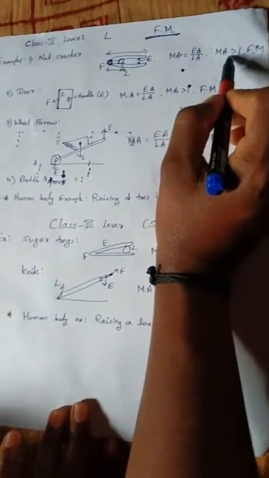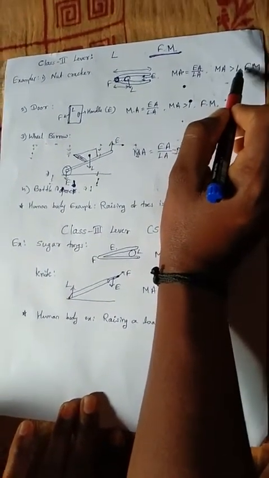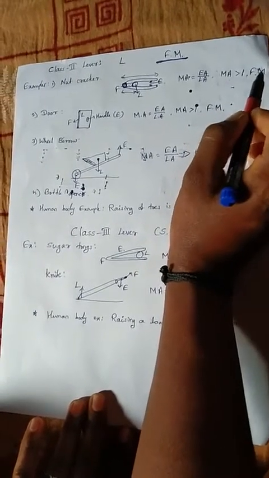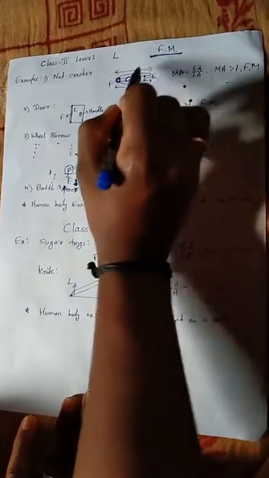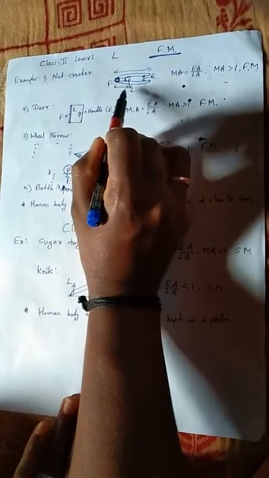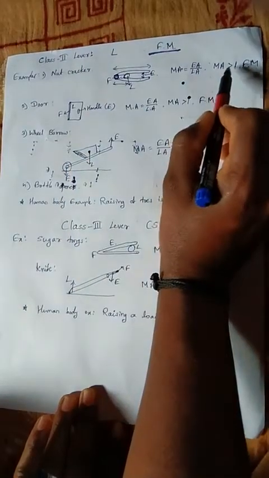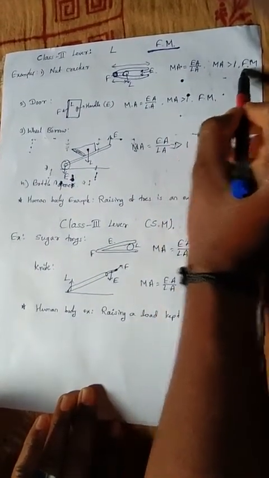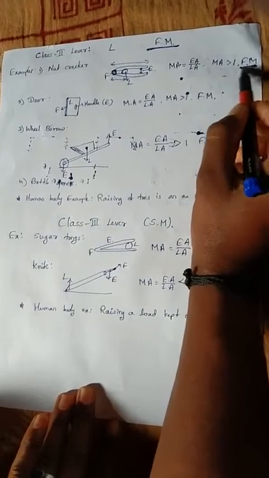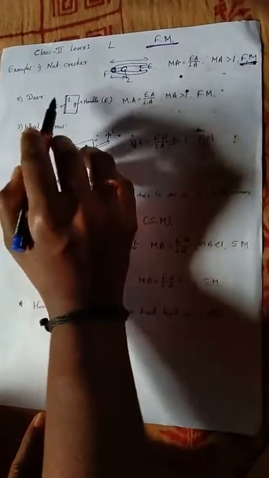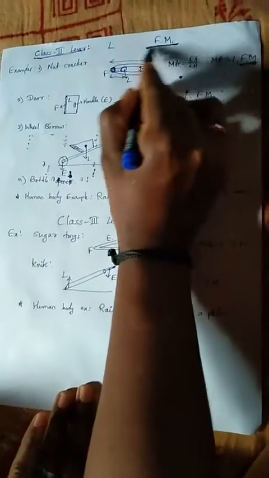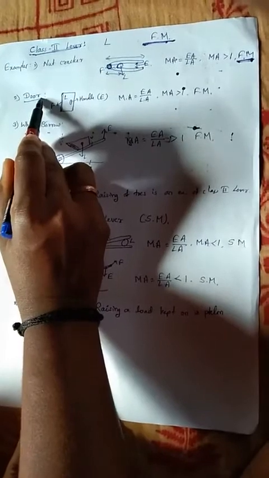If the mechanical advantage is greater than 1, then that acts as a force multiplier. When the effort arm is greater than the load arm, you get a mechanical advantage greater than 1, and then it acts as a force multiplier. And we already studied that the class 2 lever always acts as a force multiplier. And the second example is a door.